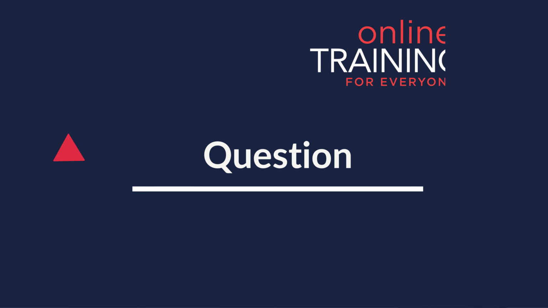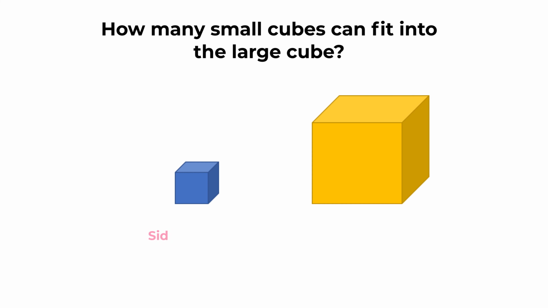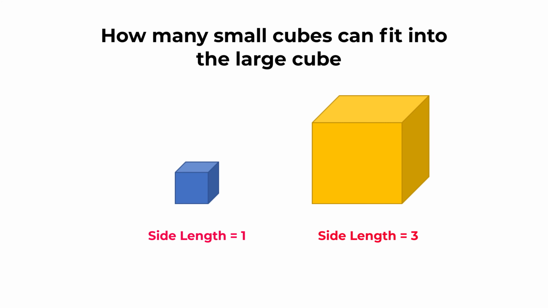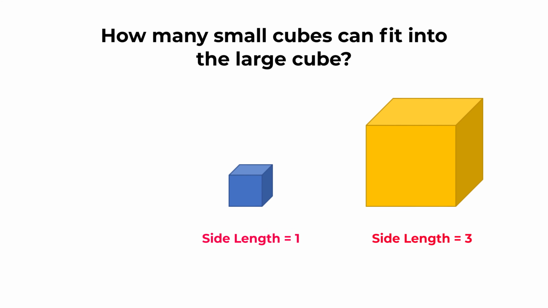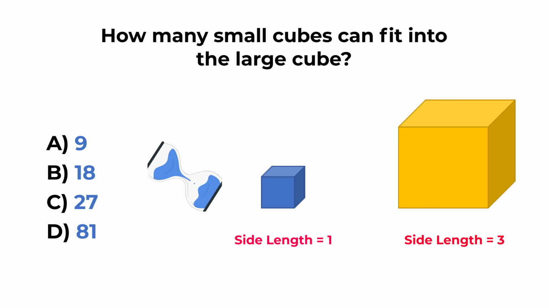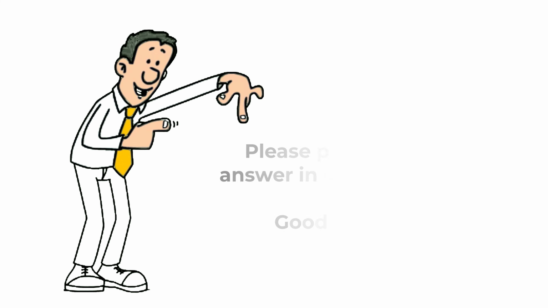Here is the practice problem for you to try. You're presented with 2 cubes. The smaller cube has side length equals 1, and for the larger cube, side length equals 3. So the question is, how many small cubes can fit into the large cube? And you have 4 different choices. Choice A, 9, choice B, 18, choice C, 27, and choice D, 81. Do you see the answer? Give yourself 10 to 15, maybe 20 to 30 seconds, depending how good you are with visualization. And once you come up with the answer, please make sure to post it in the comment section of this video. Thanks for participating and good luck!